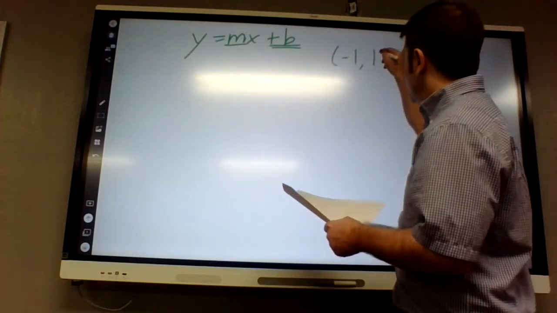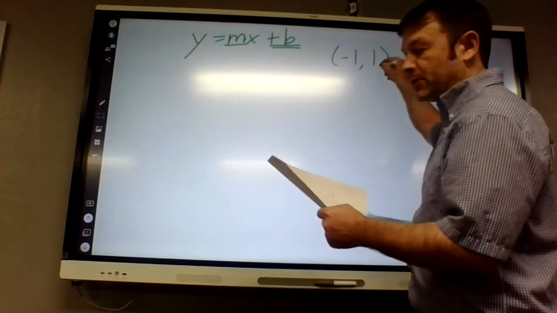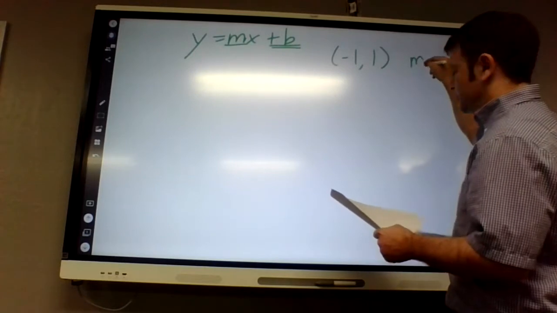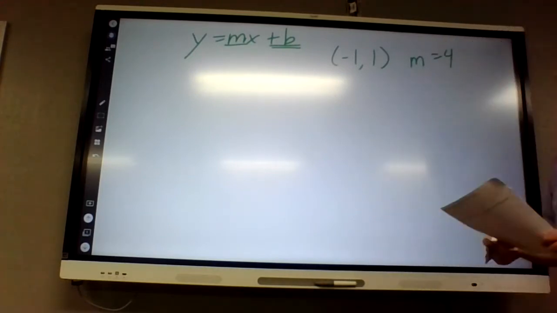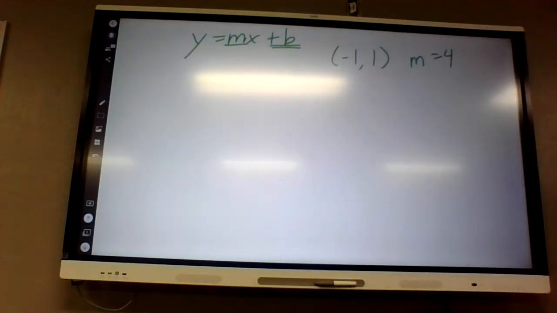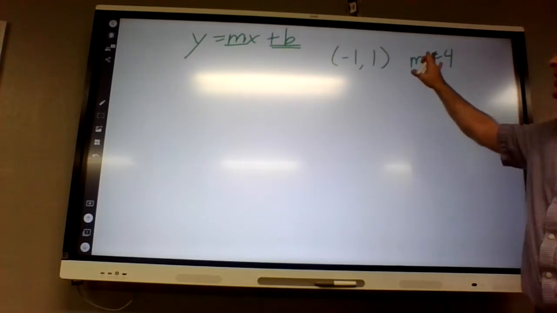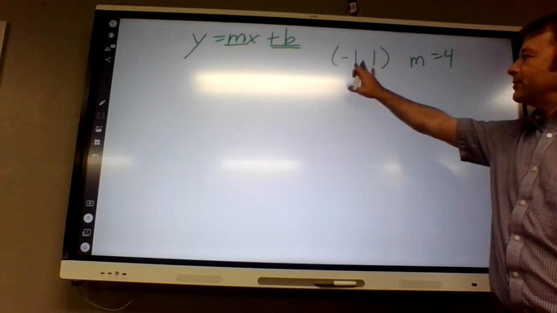they give us a point that the line's supposed to go through, and they give us the slope. Slope is 4. You guys remember doing these problems? Basically, all of them had a slope and a point that the line went through.